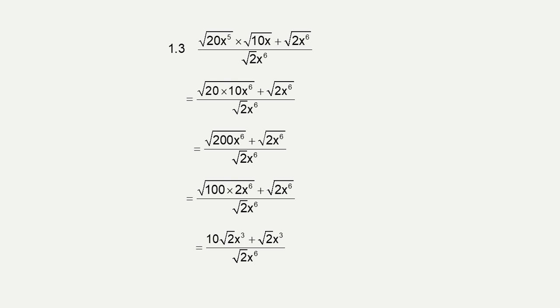Now you can see that in these two terms you have something common. It's root 2 and x cubed. You are left with 10 plus 1 in the numerator. Then root 2 and root 2 will divide, and x cubed will divide x exponent 6, such that you are left with 10 plus 1, which is 11, over x exponent 3.